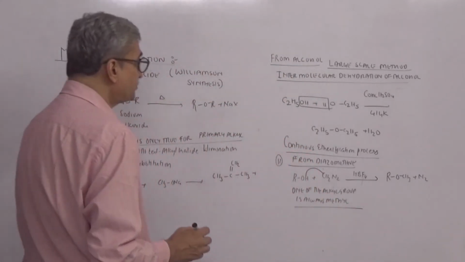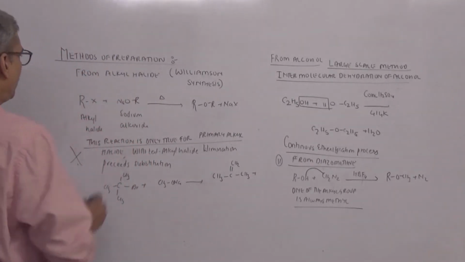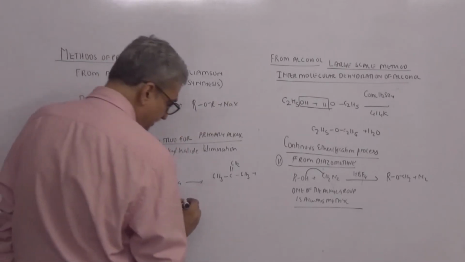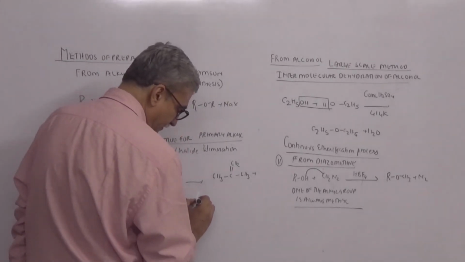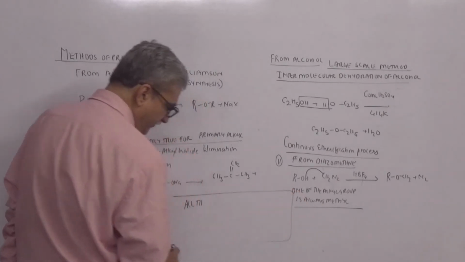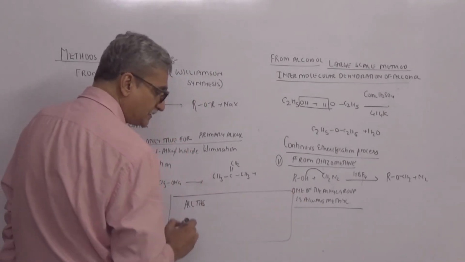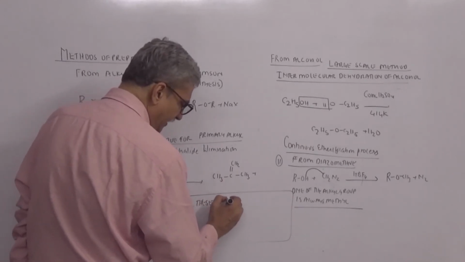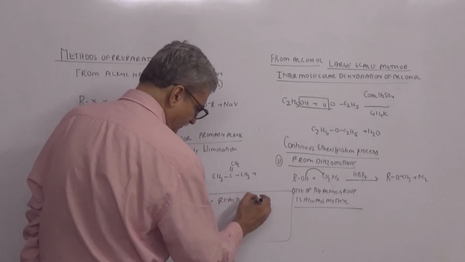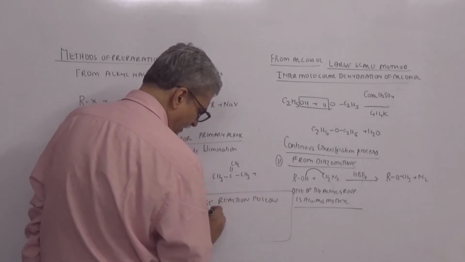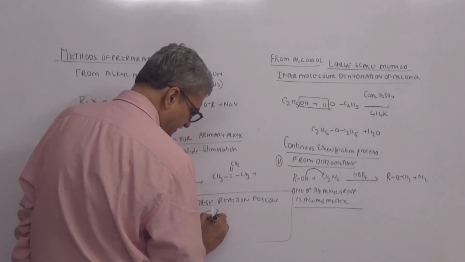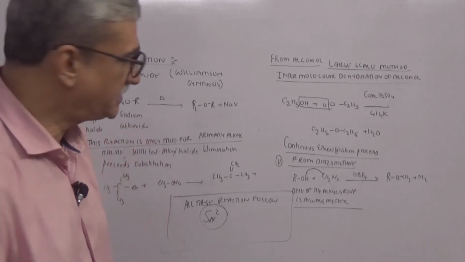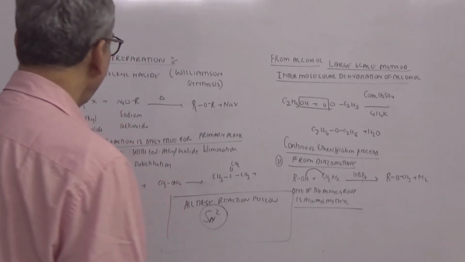That is one, and a general statement from the entrance exam point of view: all these reactions 1, 2, 3, all these reactions follow SN2 mechanism. This is important from the entrance exam point of view. So all of them follow SN2 mechanism. Is this point clear? So that completes the methods of preparation.